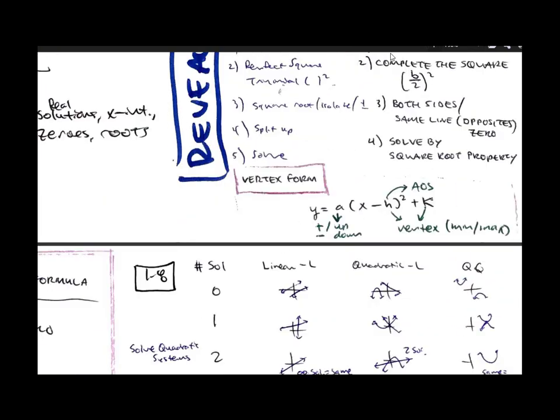That also leads us to the vertex form. y equals a times x minus h squared plus k. k is the vertex, which is the minimum or maximum. The h value is your axis of symmetry. So if that was a 6, then you could say the axis of symmetry is x equals 6. The a value is the same thing as before.